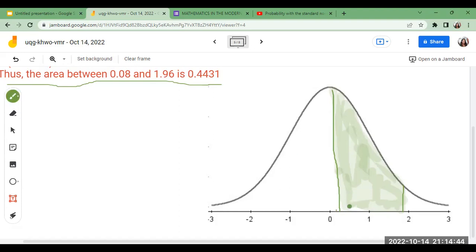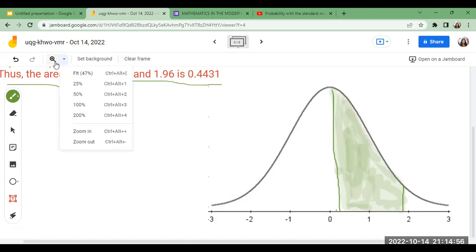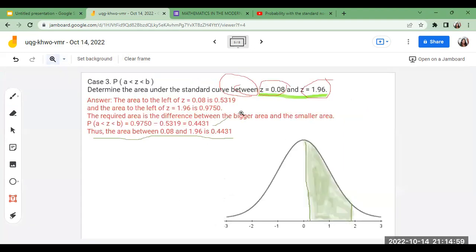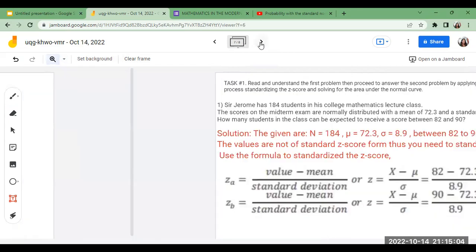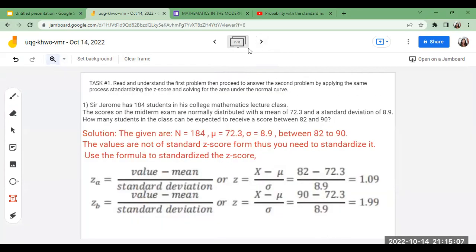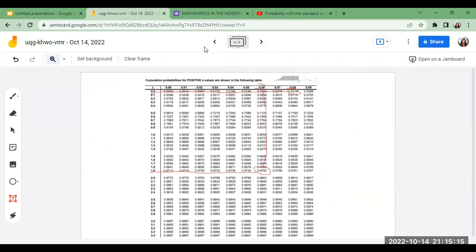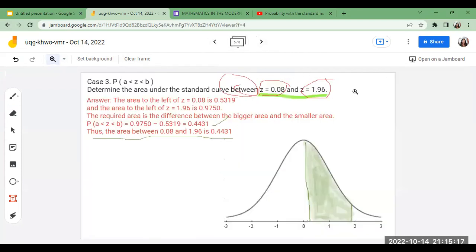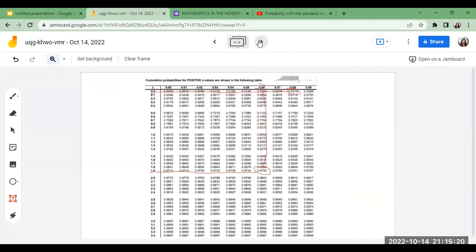Okay, so this is the area. This is the normal curve for the area between 0.08 and 1.96. Now, for the last example, kanina sabi ko, it can be possible that the given is normal value. Hindi siya naka-standardize, parang to na ang given is 0.08 and 1.96. What if naka-100 siya?